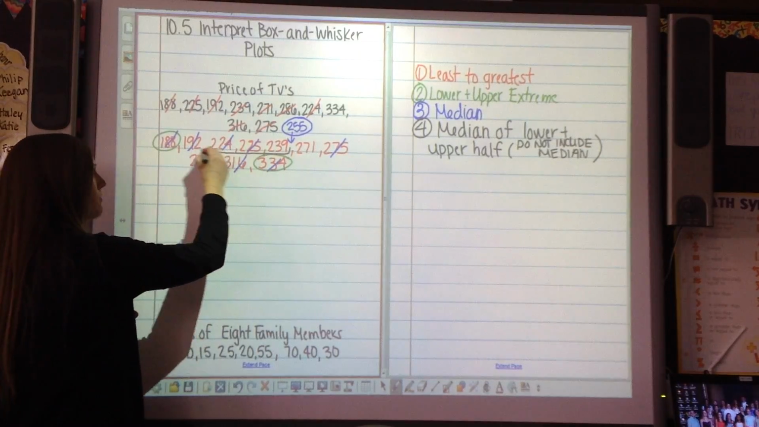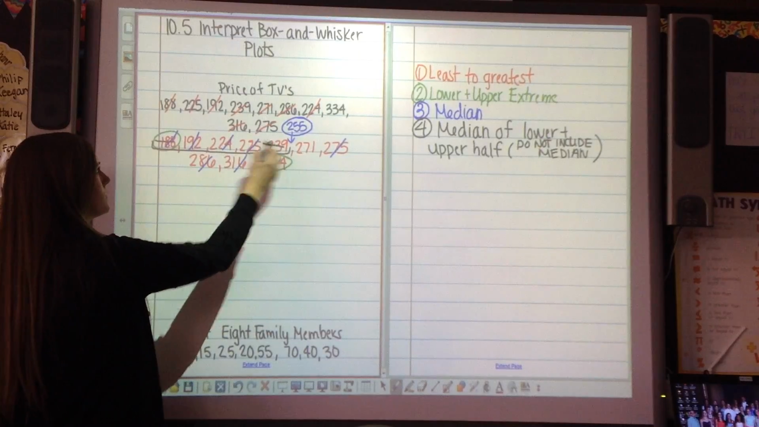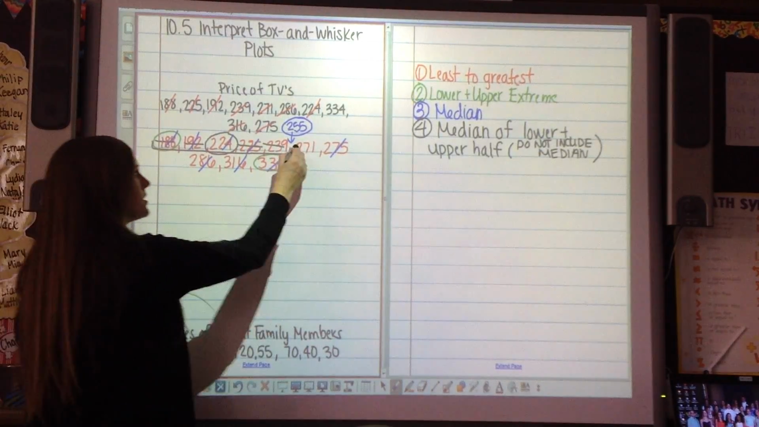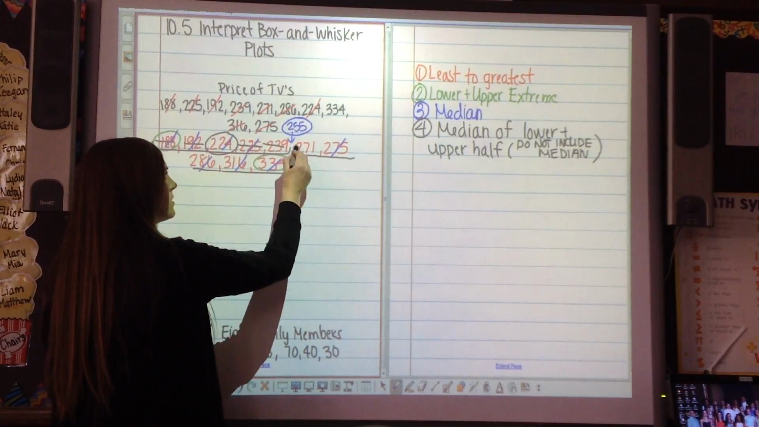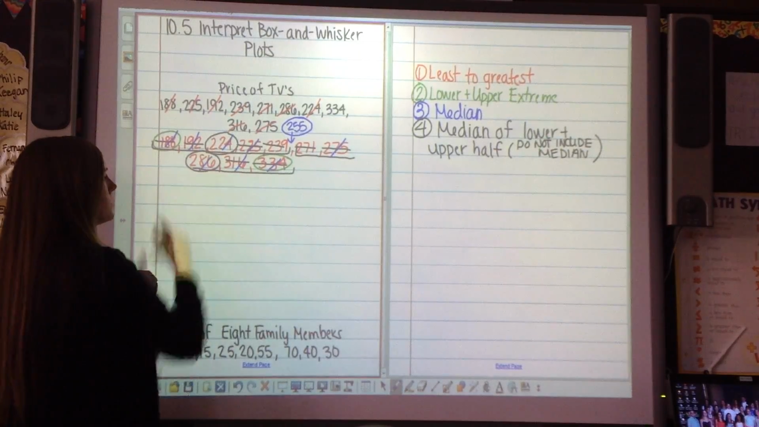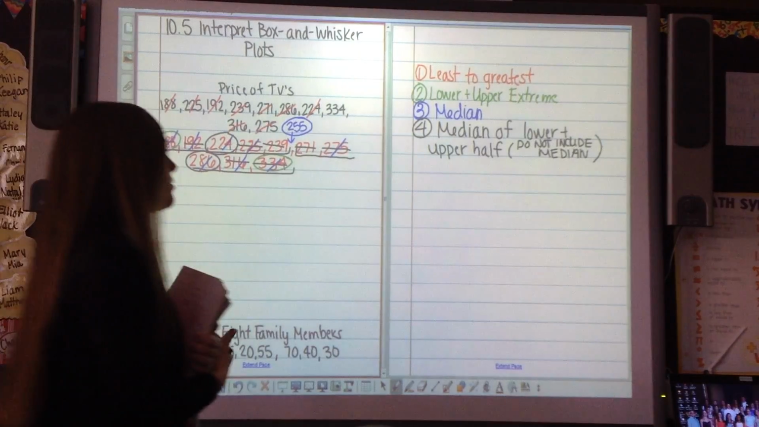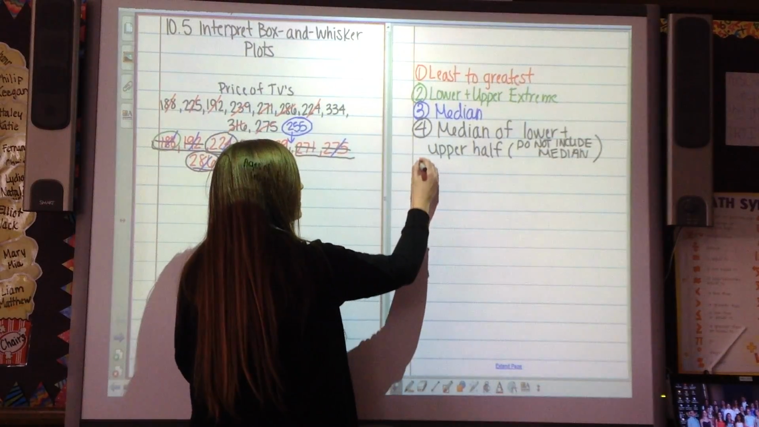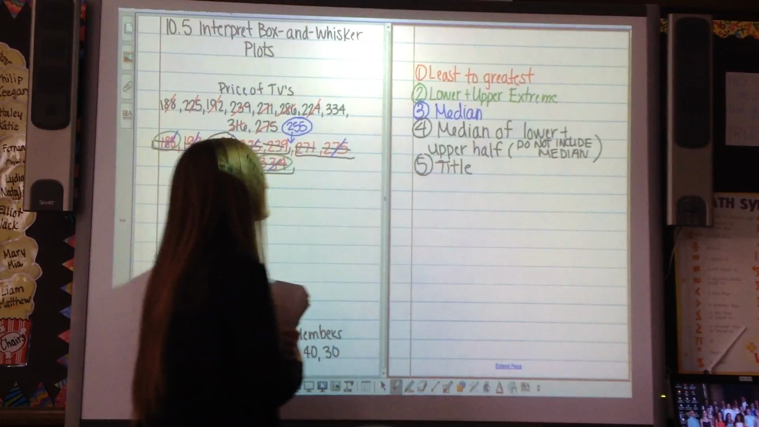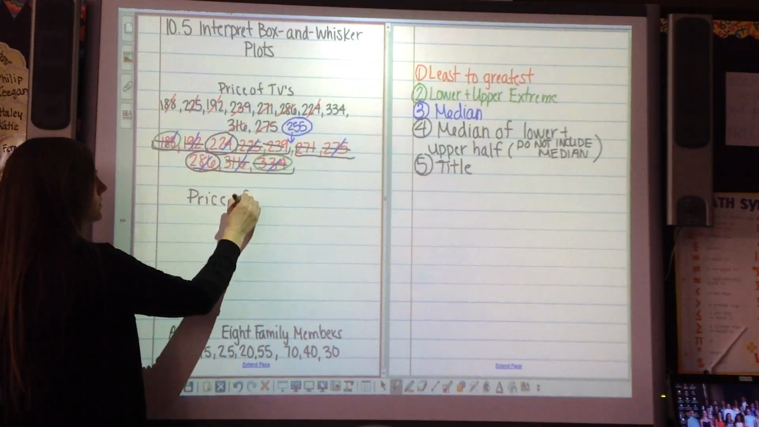My lower half are these numbers here. I'm going to find the median of those numbers. Looks like it's 224. The upper half are these numbers here. These 5 numbers, I'm going to make a box and whisker plot. Don't forget to title your graph. So my title is the price. Maybe I want to include the size.